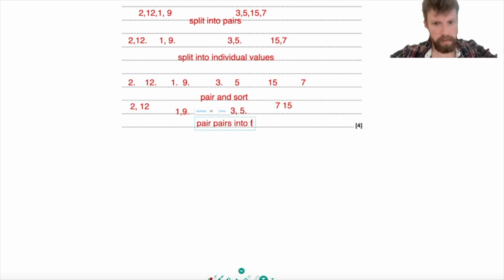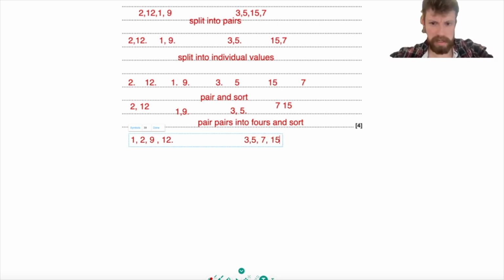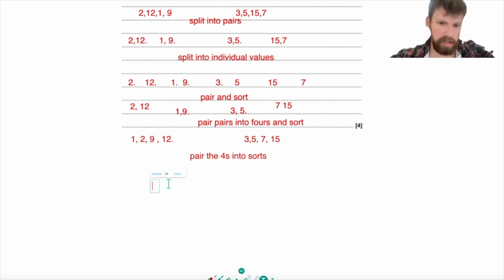Pairs into fours. Sort, so then that's going to give you 1, 2, 9, 12, and then over here what you've got is 3, 5, 7 and 15, which is kind of the same order, and then you just pair the fours up into 8s. Pair the 4s into 8s, which is now sorted.